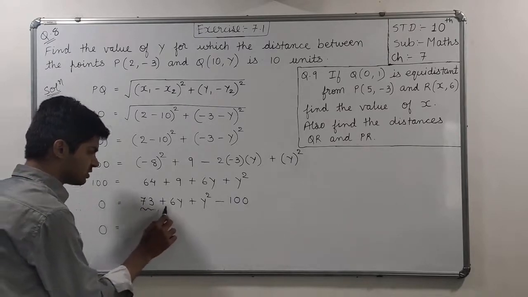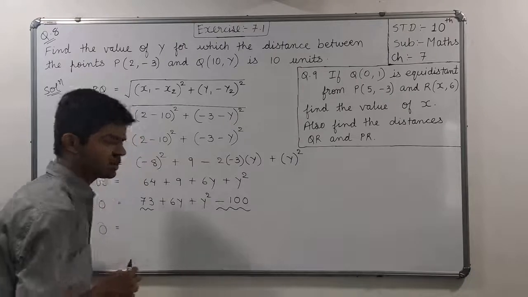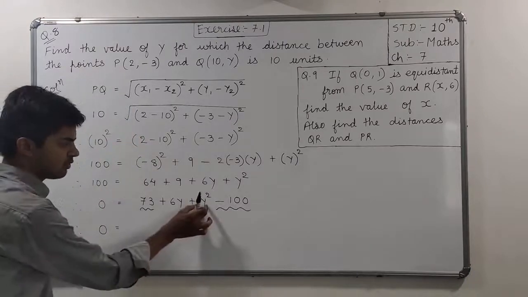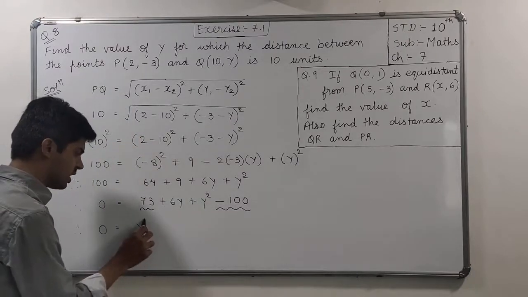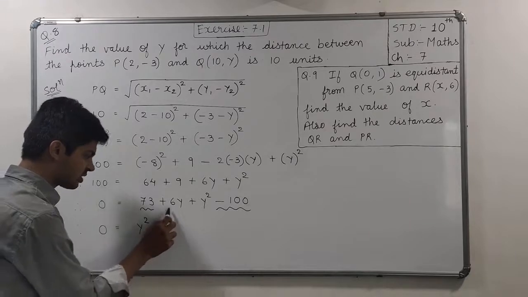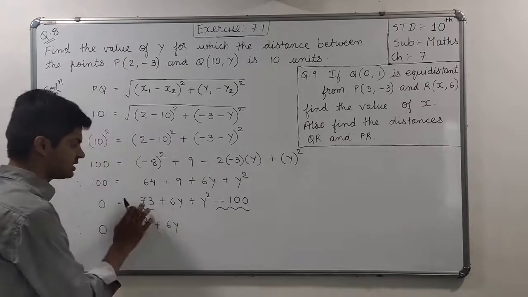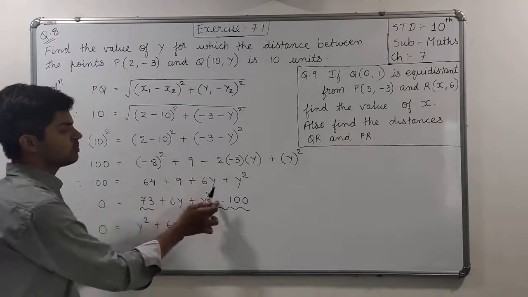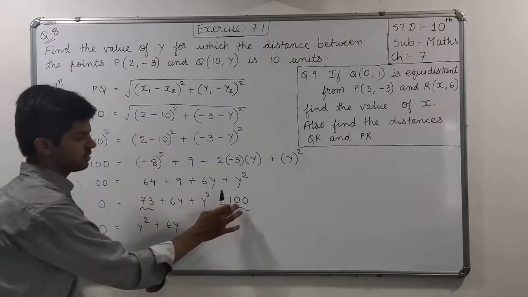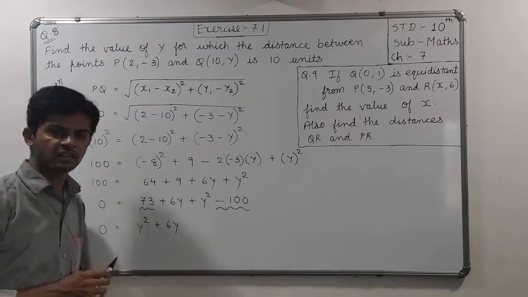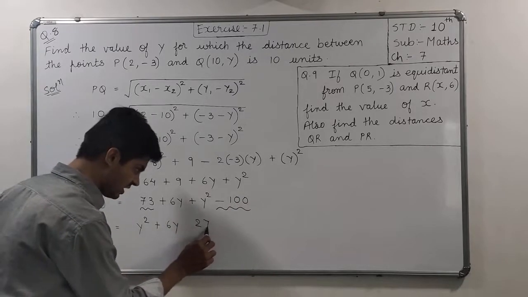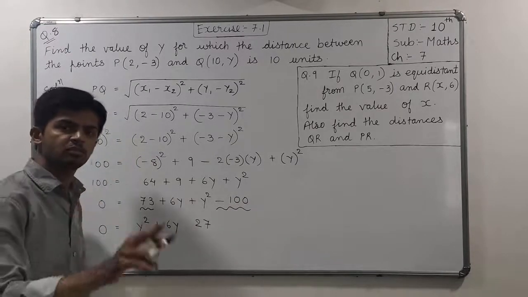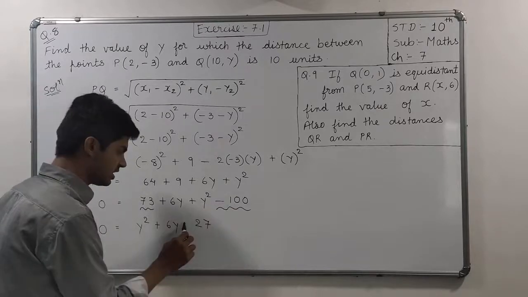Okay, these are numbers. So 73 minus 100 का आंसर हमें लिखना है. But before that, highest power first, y square. Then afterwards 6y. 73 minus 100. Plus minus subtraction. 100 minus 73 का आंसर क्या आएगा? 27. Bigger term sign. Bigger is 100 and its sign is minus.